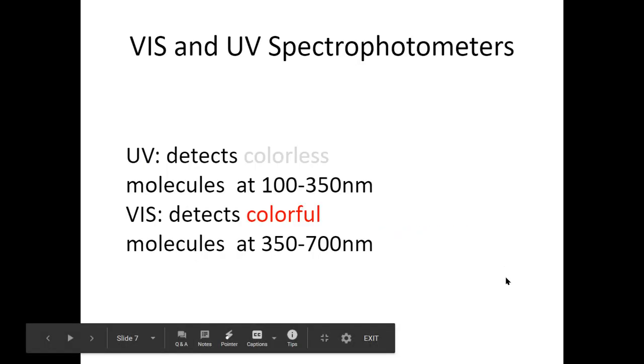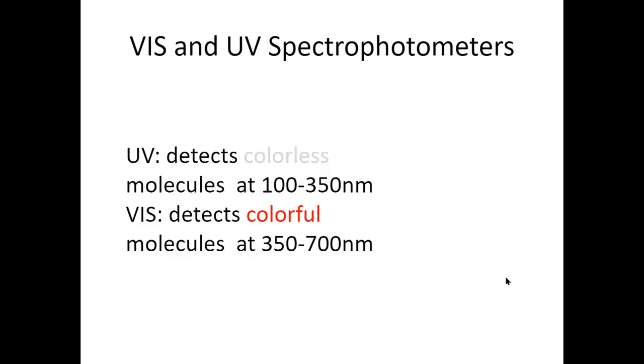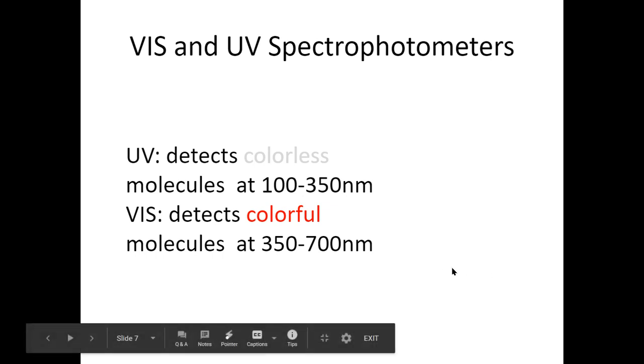Okay, VIS and UV spectrophotometers. UV detects colorless molecules. This is where you get a little bit of a blip, a change in the blank versus what you might see here. We'll go to 200 to 350 nanometers. Sometimes some UV specs will go as low as 100 nanometers. The visible spec will detect colorful molecules at 350 to 700 nanometers.